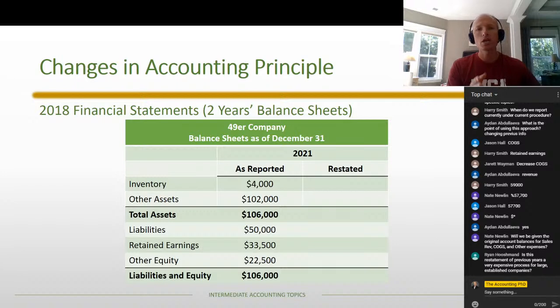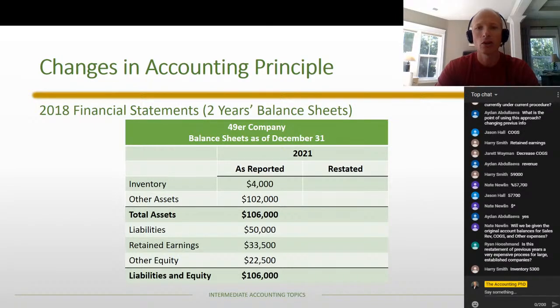So again, here you can see we have inventory and other assets. We have liabilities, retained earnings, and other equity. And so real quick, in the chat or in your notes or both, let me know basically two things: an account that you think is going to be restated, and the new balance. And I'll give you a hint. There are two main accounts, and then obviously total assets and liabilities are going to change as well. But give me the account name and the restated amount. So Harry says inventory 5,300.